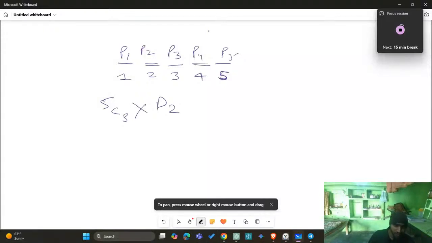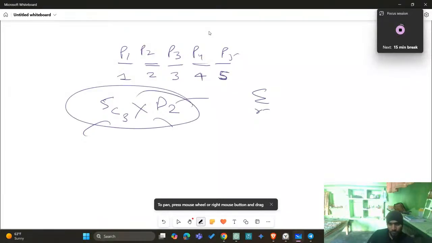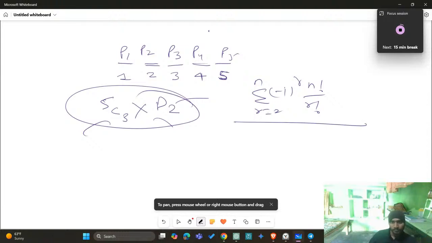So this is the correct place and this is the wrong place. For the rearrangement formula we know that it is n factorial times the sum of minus one to the power r upon r factorial. This is Dn. This is the formula for Dn.